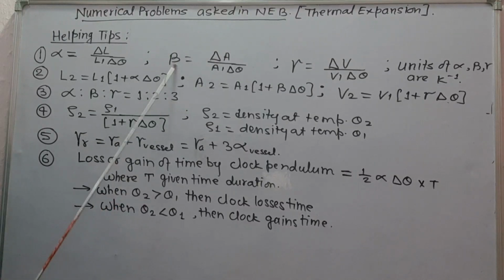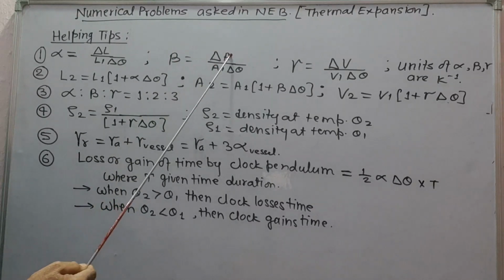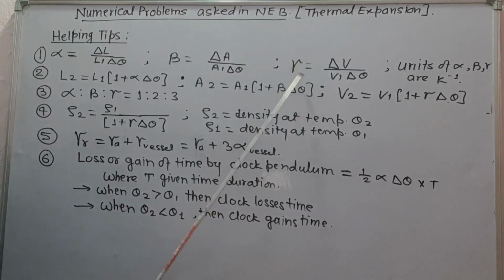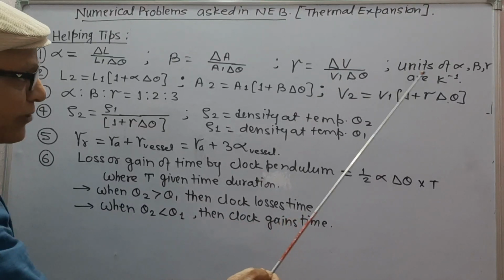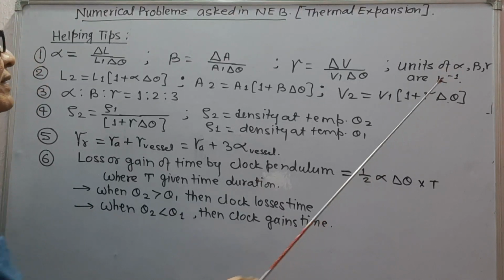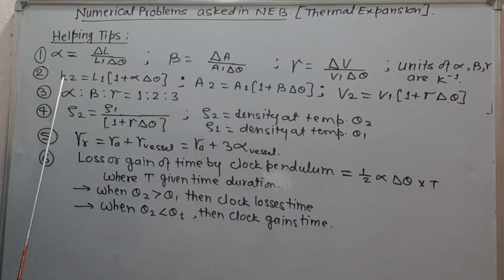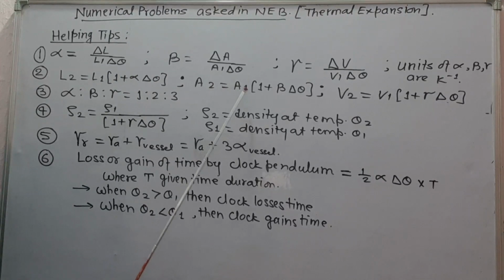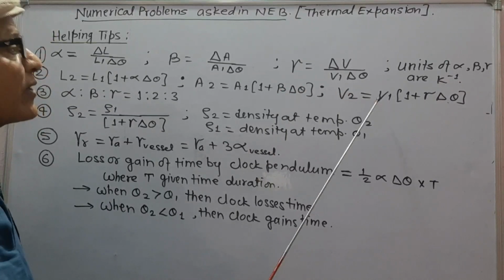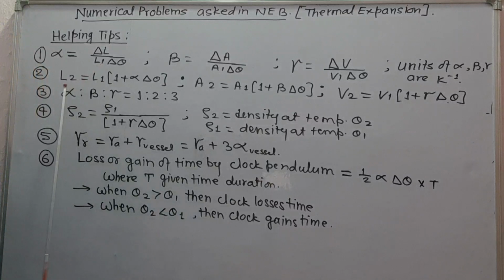Similarly, superficial expansivity beta is change in area per unit change in temperature, and cubical expansivity gamma is change in volume per unit change in volume. The units of alpha, beta and gamma are per degree Celsius or per Kelvin. From these relations, we can find L2 is equal to L1 (1 plus alpha delta theta). Similarly, A2 is equal to A1 (1 plus beta delta theta), and V2 is equal to V1 (1 plus gamma delta theta).